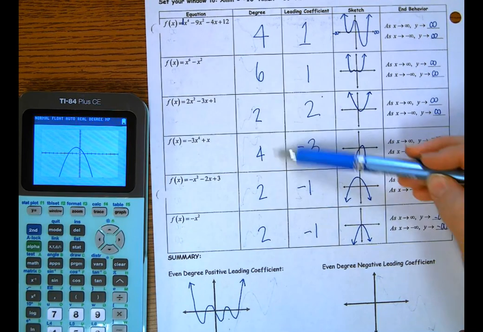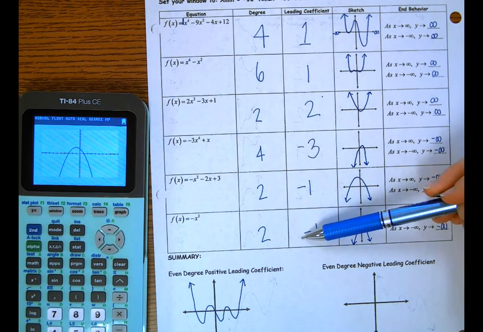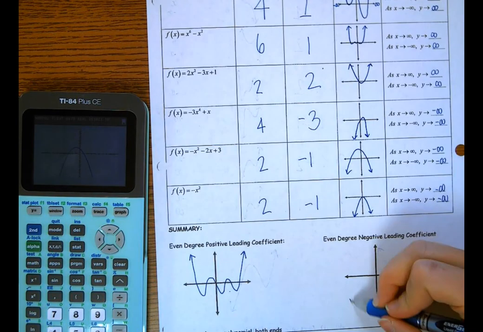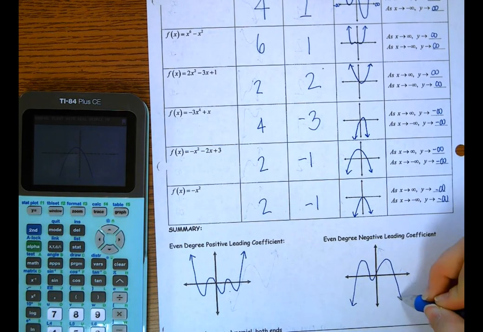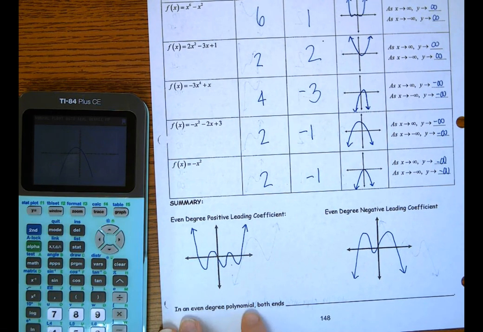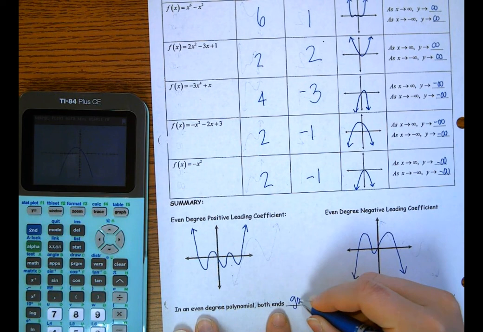If we look at our even degree but negative leading coefficient, we see they also have the same end behaviors, which means they're going down towards negative infinity on both sides. Again, the middle does not matter. At this point, we're not determining what the middle piece looks like, but we can know by the degree and the leading coefficient what the ends of our graphs are going to look like, and later we can figure out what the middle sketch is. So when we have an even degree polynomial, both ends go in the same direction.